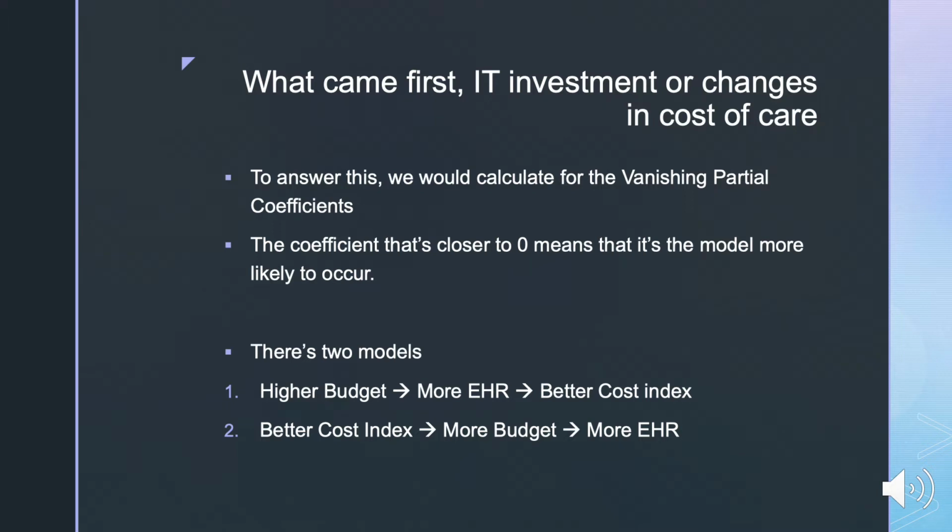For our specific case, we have two models that we're looking at. The first is that a higher budget will mean a better electronic health record system, which means more records, and that improves the cost index. The second model is that by having a better cost index, we actually get more budget for the hospital, which leads to a better healthcare system and thus more health records.